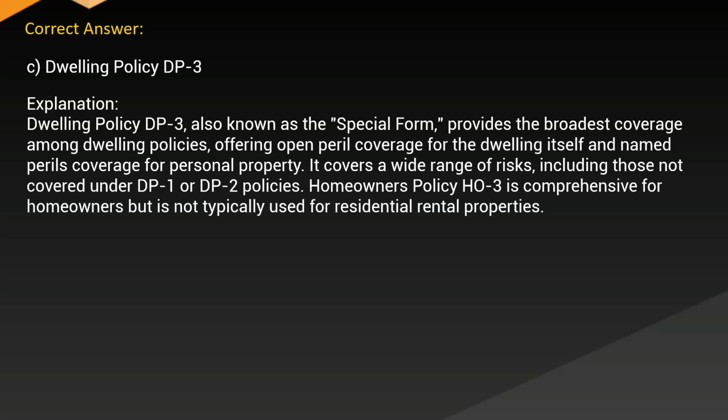Correct answer: C. Dwelling policy DP3. Explanation: Dwelling policy DP3, also known as the special form, provides the broadest coverage among dwelling policies, offering open peril coverage for the dwelling itself and named perils coverage for personal property. It covers a wide range of risks, including those not covered under DP1 or DP2 policies. Homeowners policy HO3 is comprehensive for homeowners but is not typically used for residential rental properties.